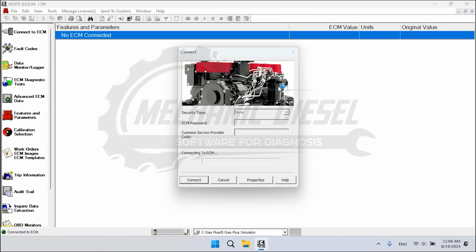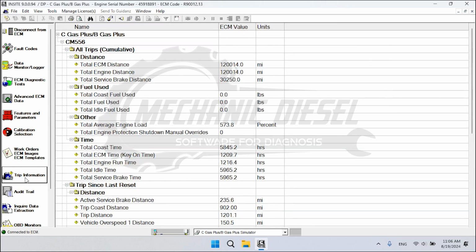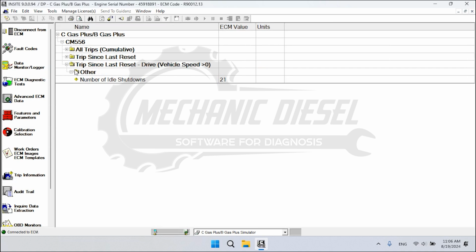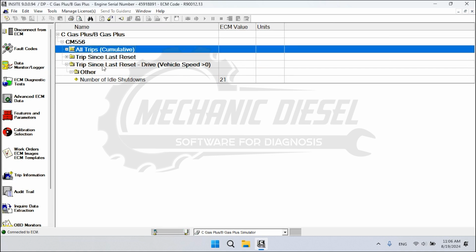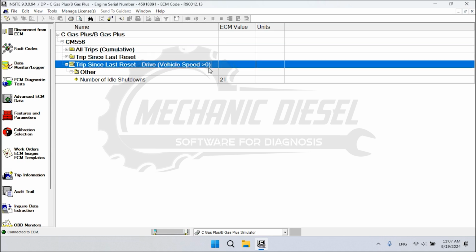Today we are going to cover the module, Travel Information. This module is located on the left side and is represented by an icon of a cargo vehicle with an exclamation mark. In the Travel Information module, what we will find is all the fuel consumption data that the vehicle has accumulated, including the total from all trips, the last reset, and the last reset with the vehicle speed greater than 0.